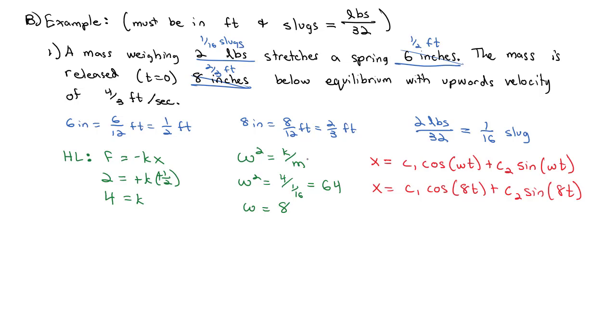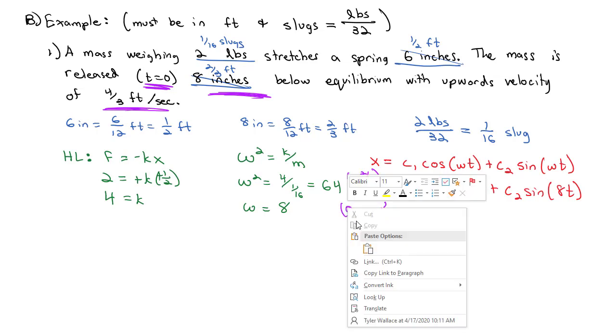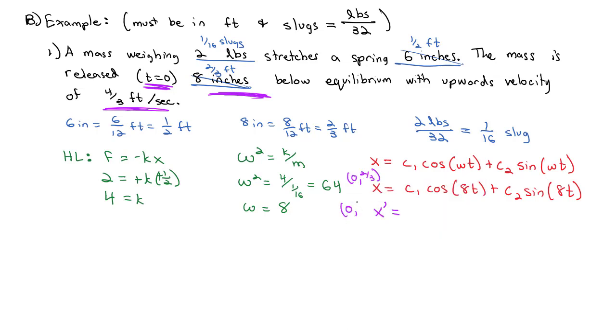But we were also given some initial conditions. We were told when time is 0, the initial position is 2/3 of a foot below equilibrium, and our velocity is 4/3 of a foot. So when time is 0, we're 2/3 of a foot away from equilibrium. And if I look at the velocity, which is the first derivative, the velocity at time 0 is 4/3 feet per second.